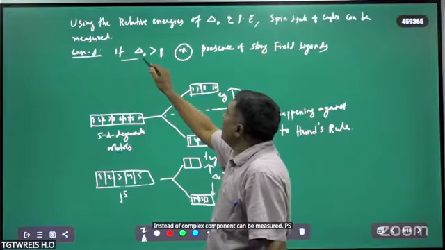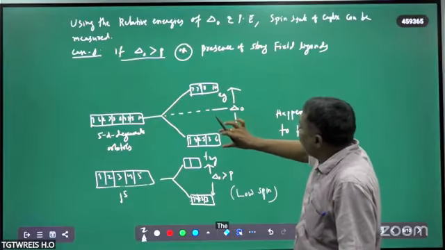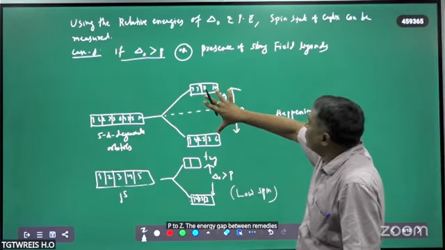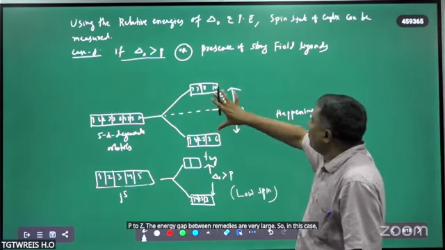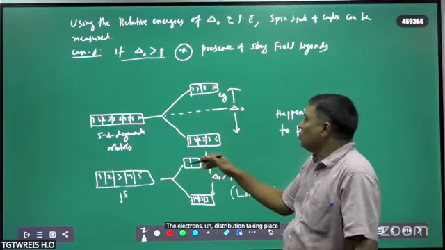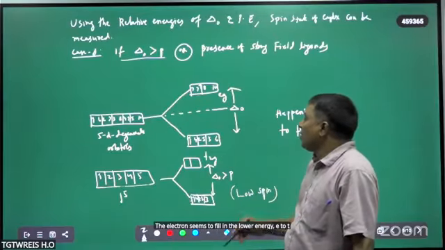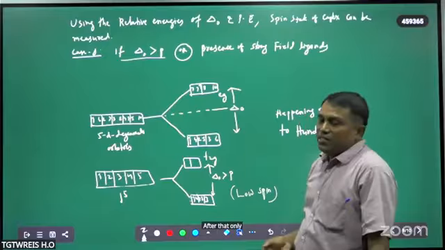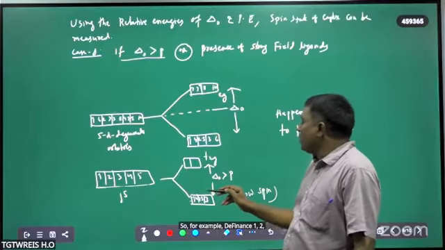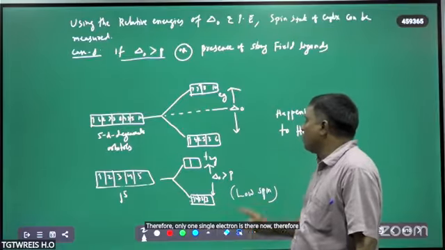Case 1: if delta naught is greater than P, the higher energy EG and the lower energy T2G, the energy gap between them is very large. In this case, electron distribution takes place against Hund's rule. Electrons tend to fill in the lower energy T2G only. For example D5: 1, 2, 3, then the fourth one in this only, and the fifth one in this only. Therefore only one single electron is there, so it is a low spin complex.